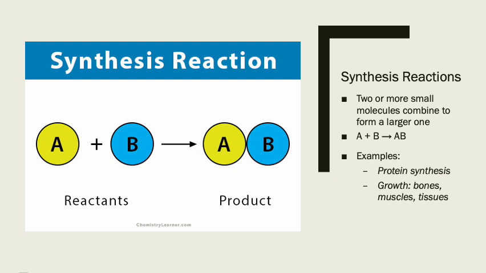So examples of this are protein synthesis, which is when our body makes proteins. We have to build them up and make them. Or when we're growing, we have to make more bones, we have to make more muscles, we have to make more tissues. All these things occur through synthesis reactions from different chemicals, different elements, all these kinds of things.